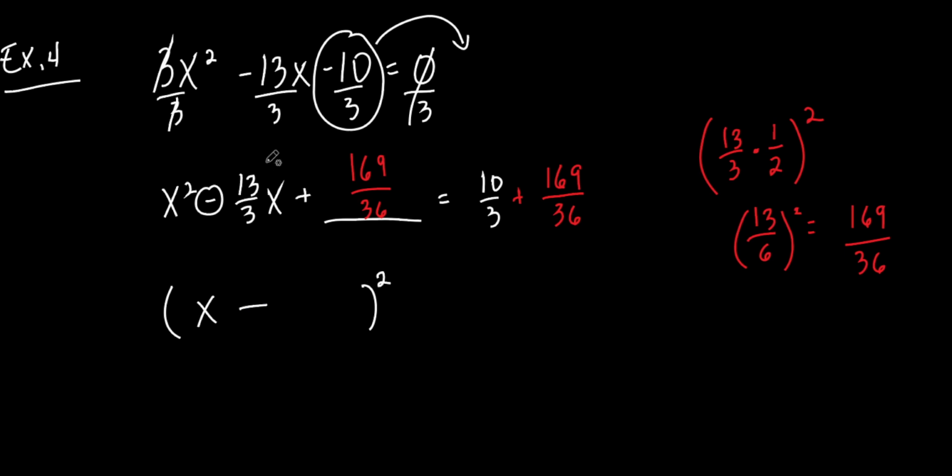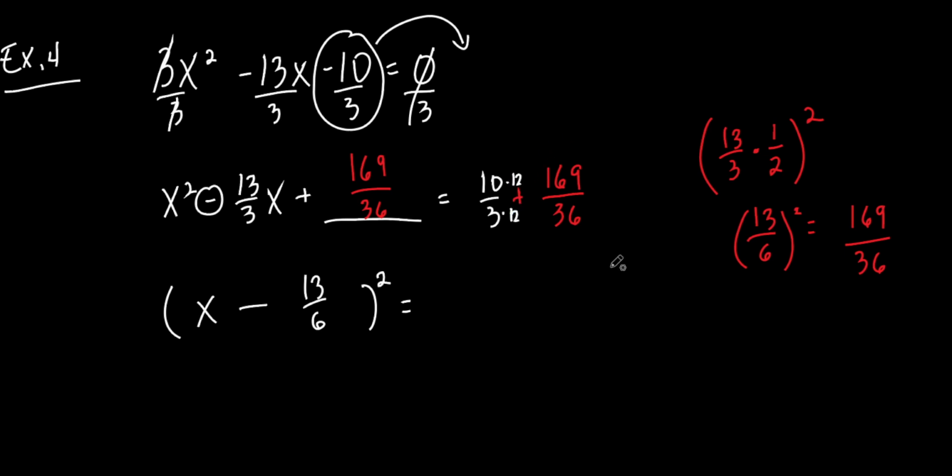Remember, it's either half of the middle one or the square root of the third one. Okay, and that's 13 over 6. So that is this factored, all right, because it's a perfect square. What do we do here? Just find a common denominator. 3 times what? 12. So that times 12.